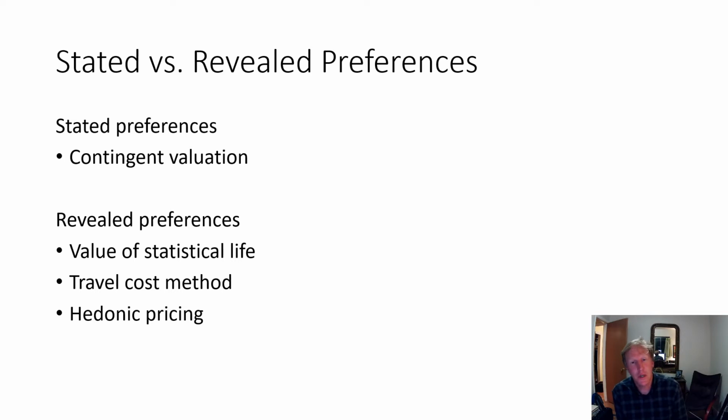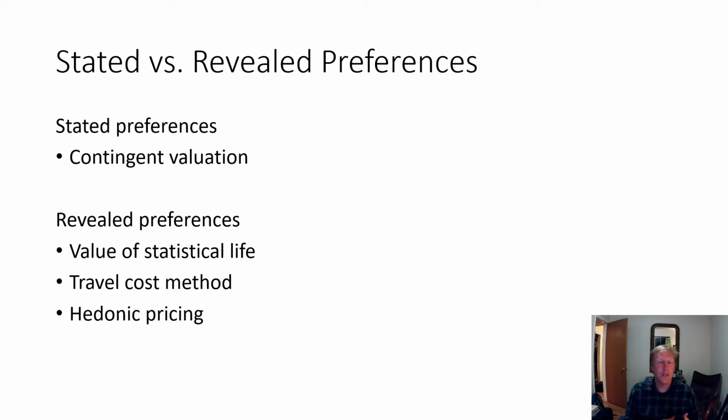One of those is called value of statistical life. So when we make choices that influence our likelihood of death, our morbidity or mortality, this is an observed action. We choose dangerous jobs and we're compensated for it. This is a revealed preference for how we trade off those life and death decisions or those risky situations.